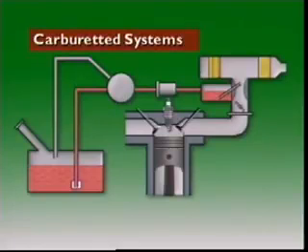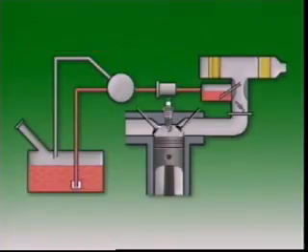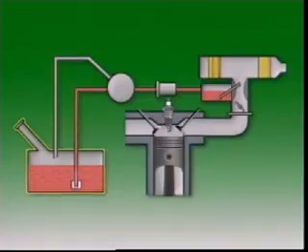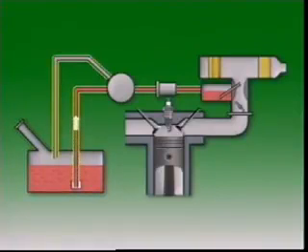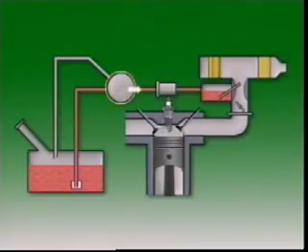This section looks at the basic principles of carbureted systems. A basic carbureted system consists of the fuel tank to store the fuel. Fuel lines or pipes carry fuel in the system. A pump moves fuel from the tank to the engine. A filter cleans the fuel.